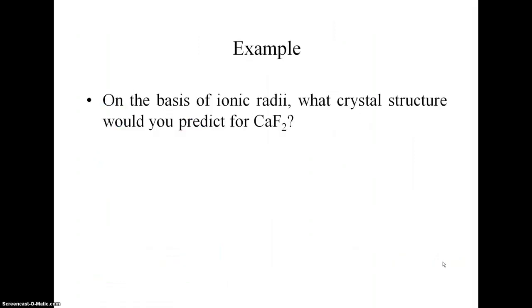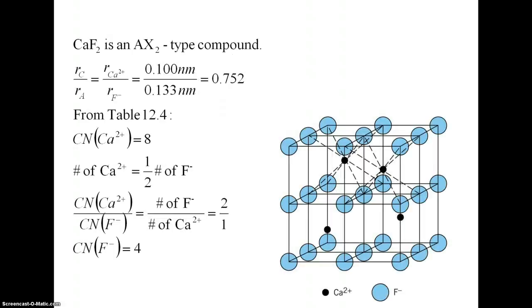How about calcium fluoride? What crystal structure would you predict for calcium fluoride? Let's say you did not know. We just looked at it, so we know what crystal structure it is, but if we didn't know, what would we do? Well, again, we look at the ratio of cations to anions, and we get 0.752, and we can go to the table again, and we see that the coordination number for the cations is 8. So remember, we mentioned this before. If the coordination number for the cations is 8, but you have half as many cations as you have anions, then the coordination number for the cations must be twice that of the anions. So we should have 4 anions.